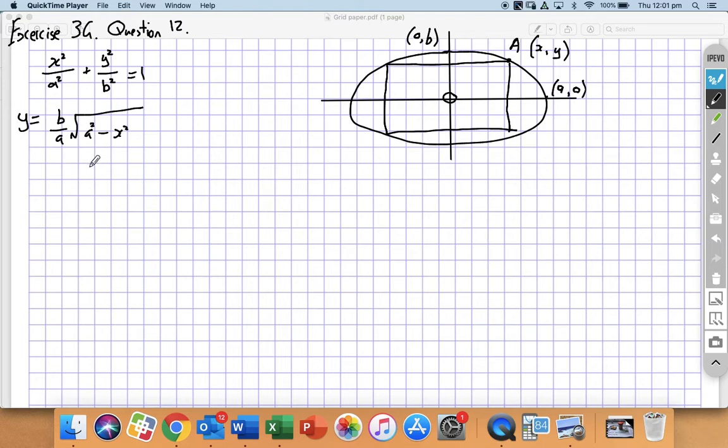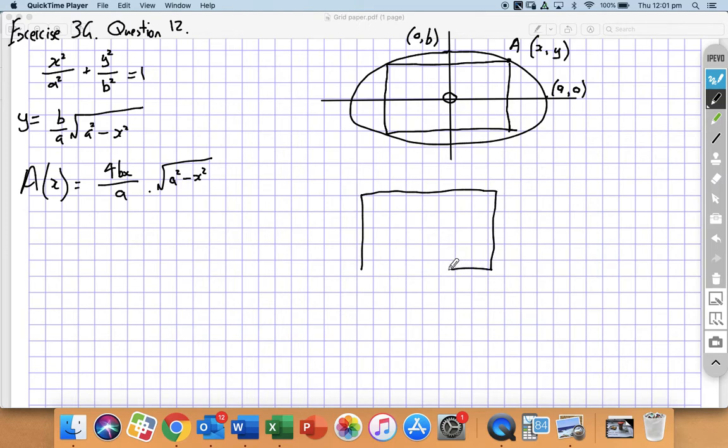Next, show that the seating area, the area equation, now they're telling you what it is. It's 4bx on a times the square root of a squared minus x squared. It's not too different to what y equals, actually. Okay, now we're talking about the seating area. That's the rectangle. The rectangle here.